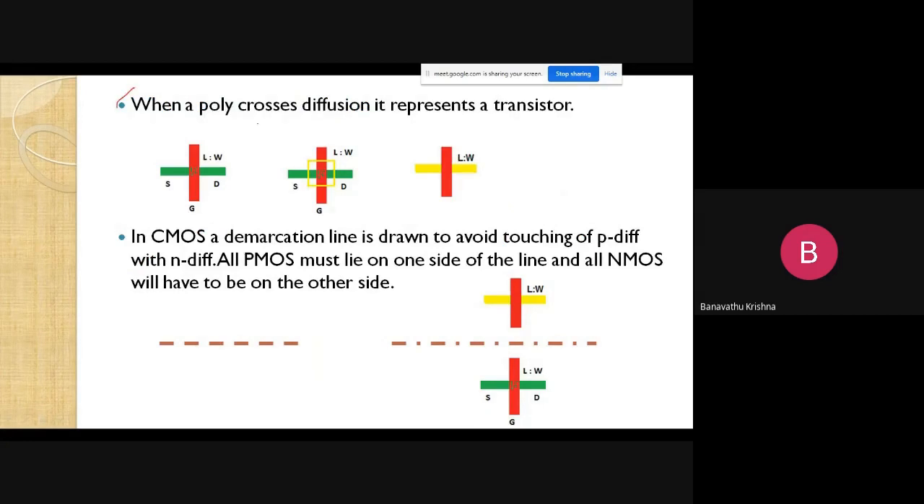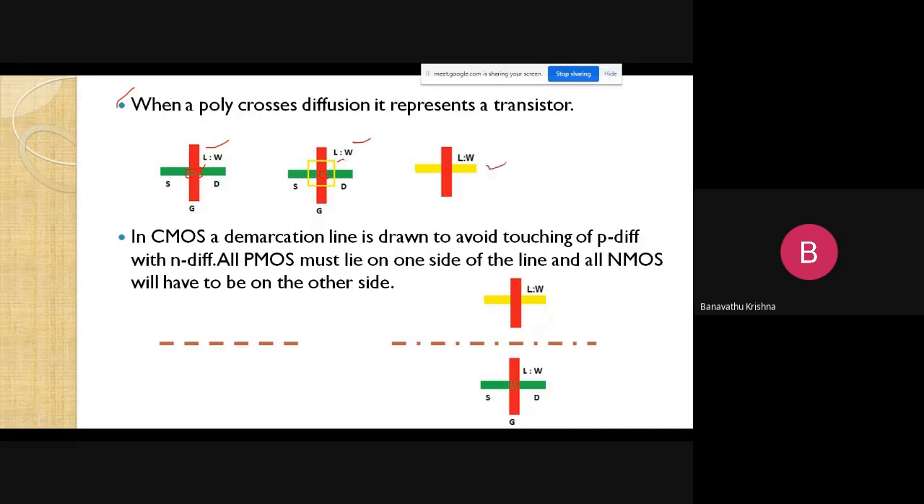Similarly, when poly crosses diffusion, it represents a transistor. Already I told you in the NMOS diagram here. So when the polysilicon crosses over the diffusion layer, it represents the transistor. So this area is the transistor area, right? This is the transistor area, and this is the transistor area. So here it is an enhancement mode, and this is depletion mode. How can we say it is a depletion mode? It is deployed with the implantation layer. Then only it is a depletion mode transistor.